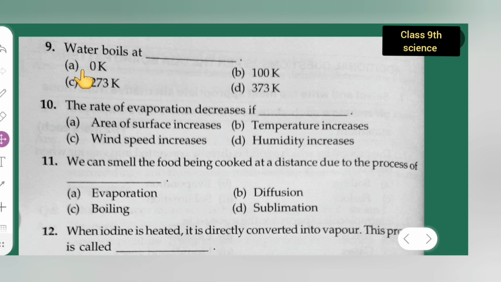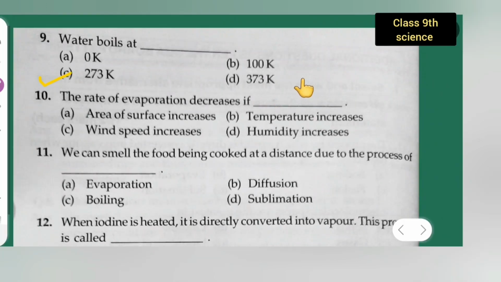Water boils at, option A is 0 Kelvin, B is 100 Kelvin, C is 273 Kelvin, option D is 373 Kelvin. So the correct option for this is 273. Sorry, it is not. 373 Kelvin is the correct answer. Okay, so water boils at 373 Kelvin.